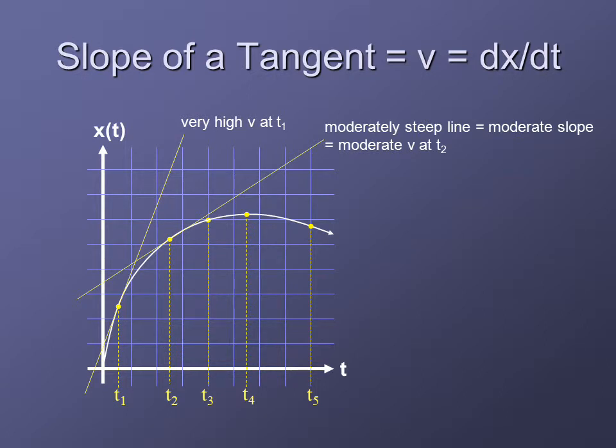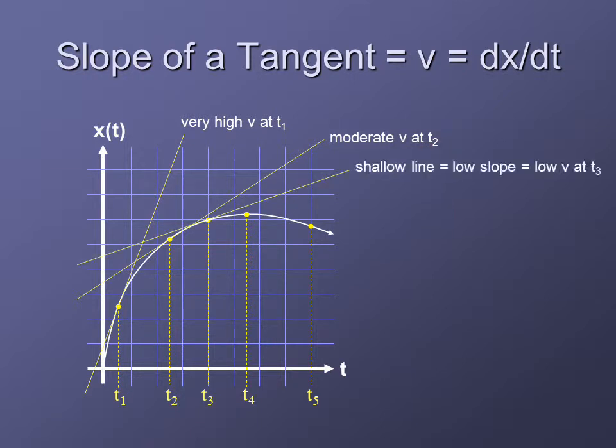Now, the tangent that goes through point T2 is moderately steep, and that's going to give us a moderate velocity at time point T2. Similarly, at time point T3, we'll have a shallow line. It will still have positive slope, but a very low positive slope, and that's going to give us a very low but still positive velocity at time point T3.